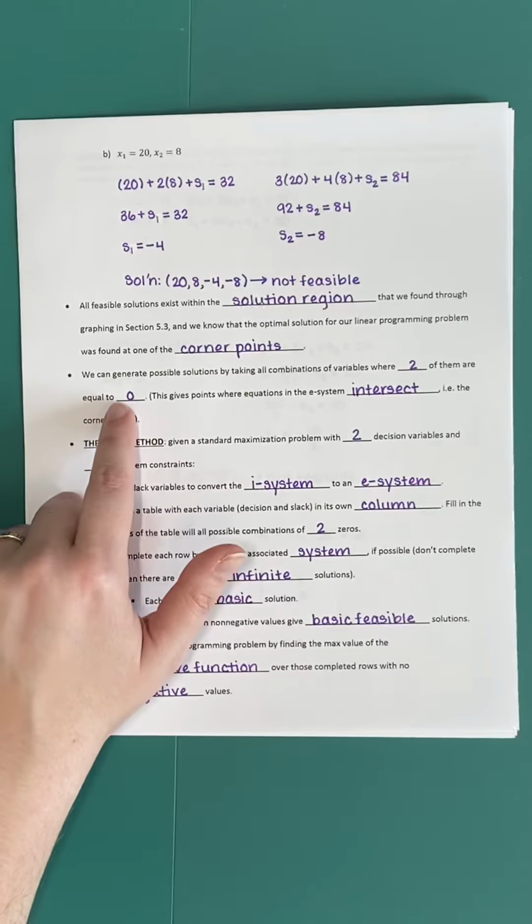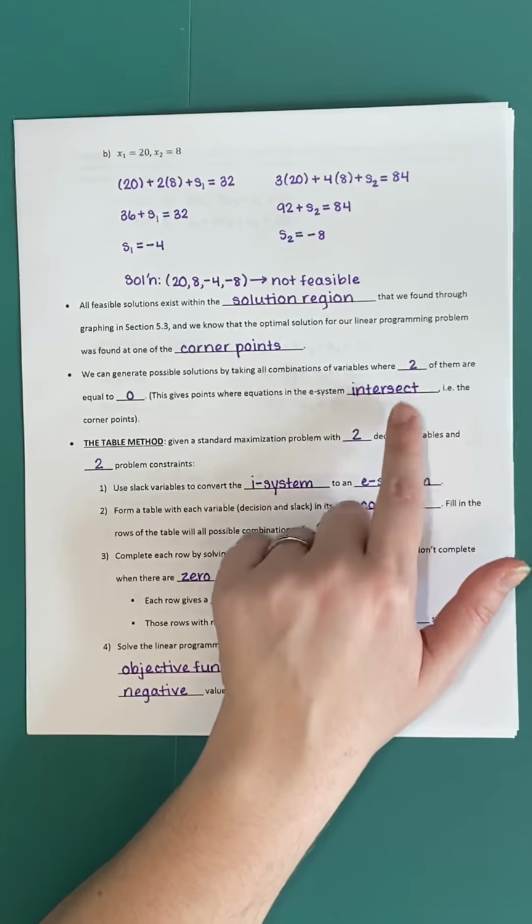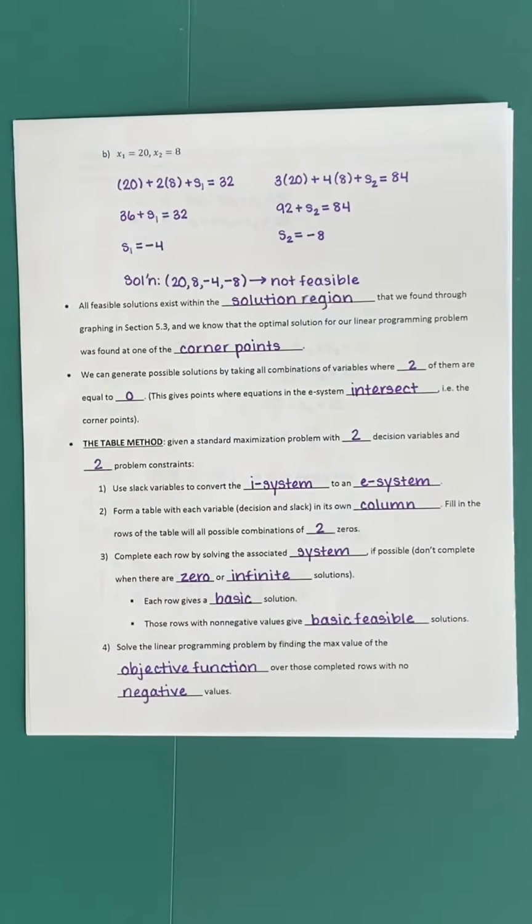What this is doing algebraically is generating the locations where the equations in the E system would intersect. In other words, if we were to graph them as actual equations, they generate lines, and those particular values where we let two variables be equal to 0 represent locations where the lines would intersect, where we form corner points. So by assigning two variables at a time a value of 0, we artificially generate those locations where we get a corner point from graphing.